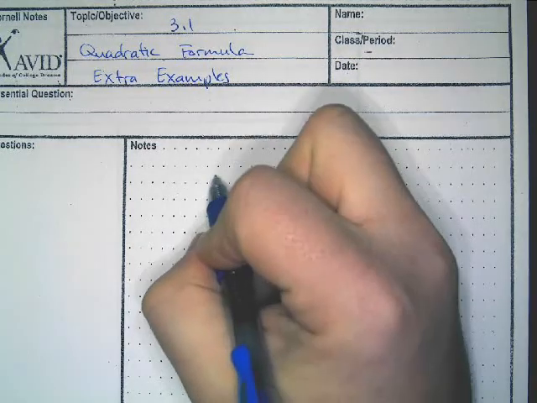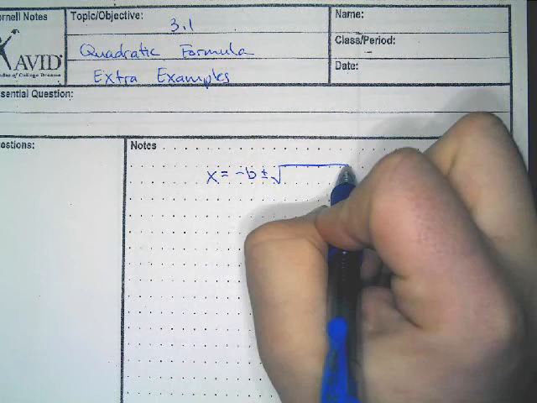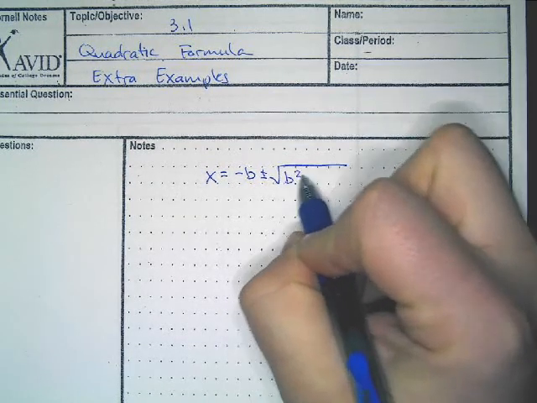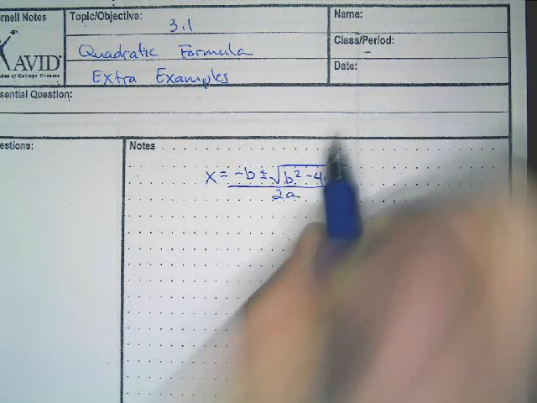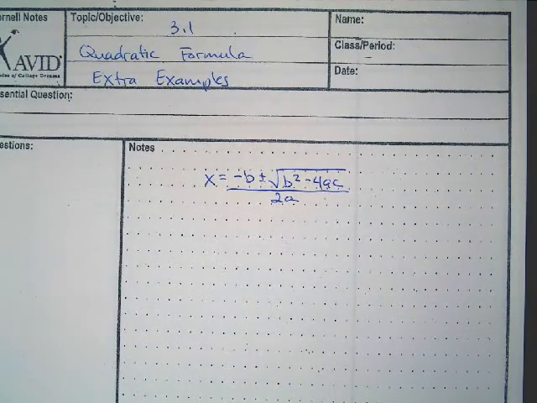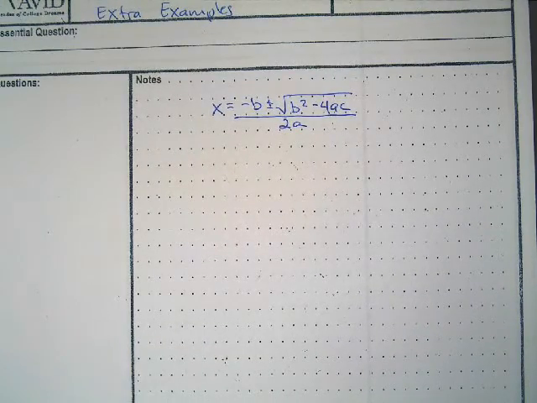1 and a 2 and a 3 and a 4. X equals negative b plus or minus square root b squared minus 4ac all over 2a.